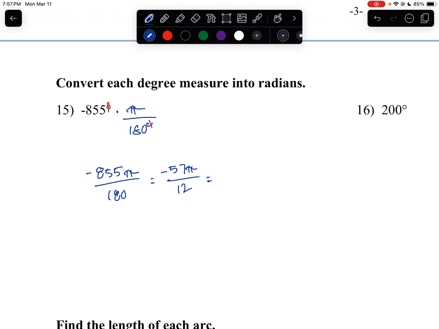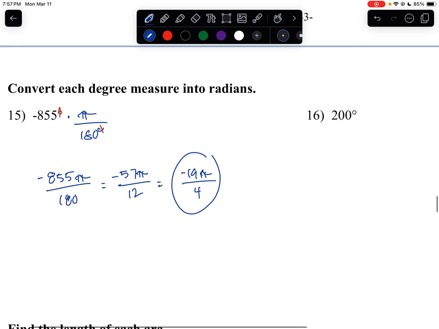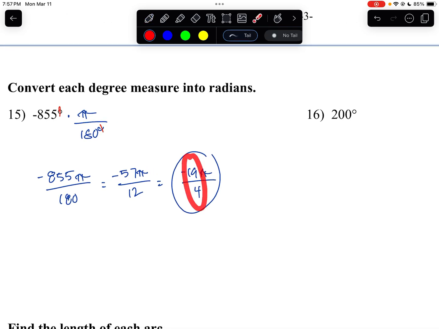57 is divisible by 3. So then I'm going to get negative 19 pi. 12 is also divisible by 3. That's going to give me 4. So there's my radian measure right there. Make sure you answer with a ratio, not in decimals.